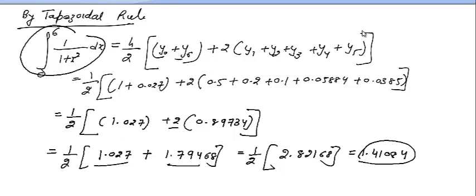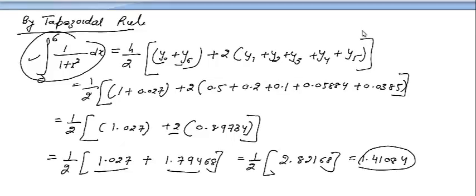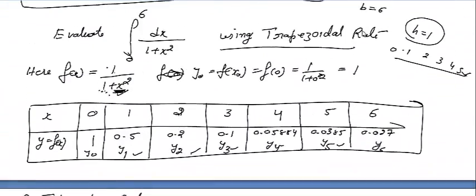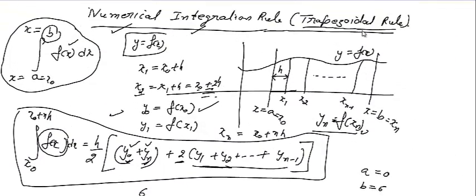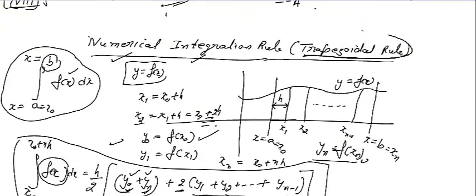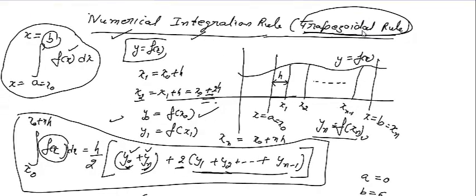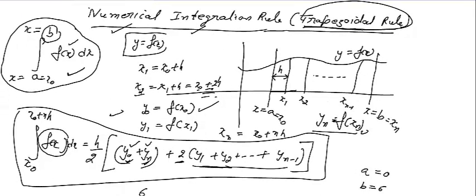Correct? Now here is the important thing. You can solve this question directly also, no problem, without the numerical integration, and you can compare the answer. So if you repeat what is given, basically the trapezoidal rule is used to find the integration numerically, not analytically.